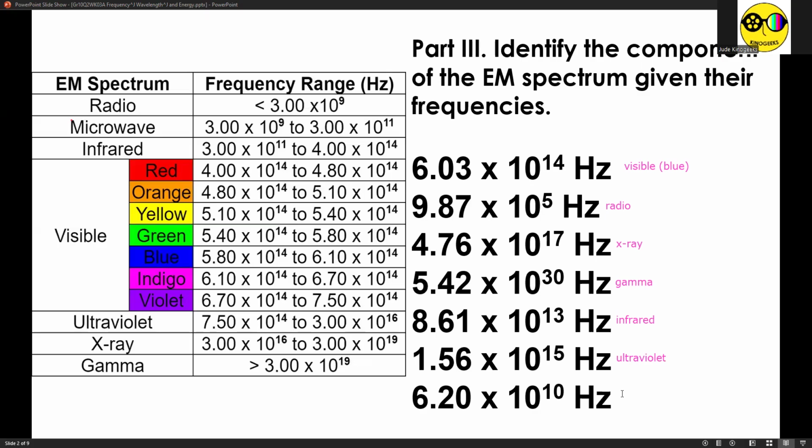And lastly, we have 6.20 times 10 raised to positive 10. Right down to the very last item, I just realized that almost all frequencies except for the first one are indirect. So 10 is found between exponents 9 and 11, so this will fall under microwave.